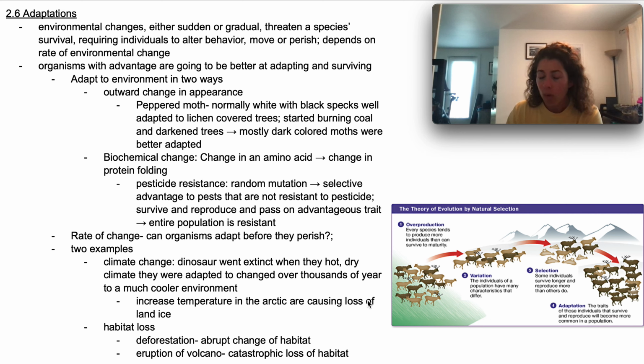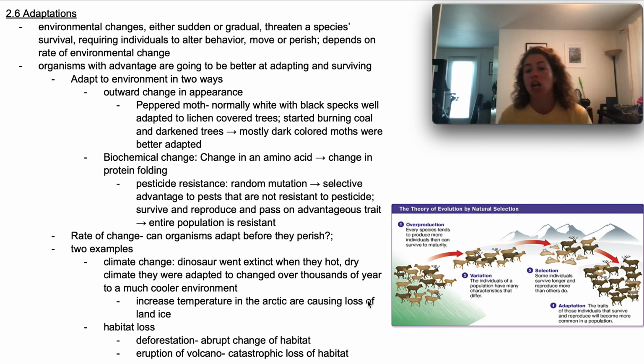So we've talked about the peppered moth, which normally was white with black specks, but when we started burning coal, it darkened the trees, and then the individuals that were white were predated on more, and the individuals that were darker were better adapted, and they reproduced more. So they were able to alter their behavior through their genes, reflected in their outward appearance.